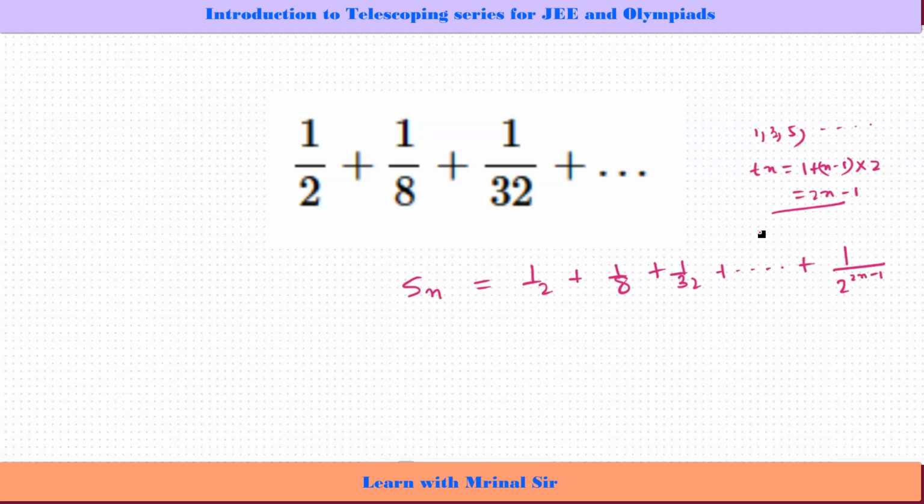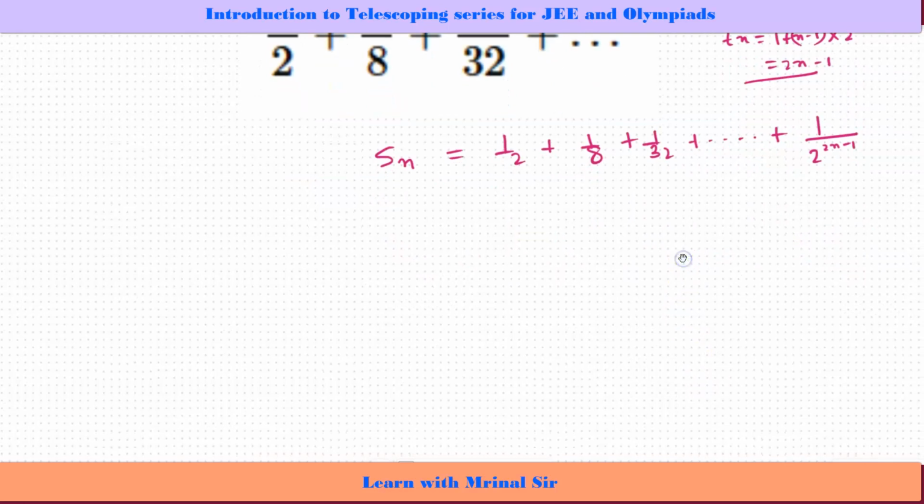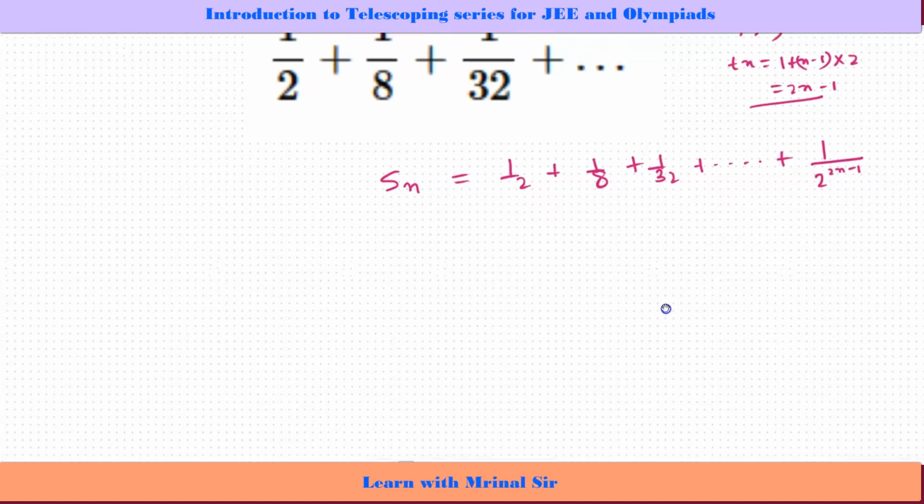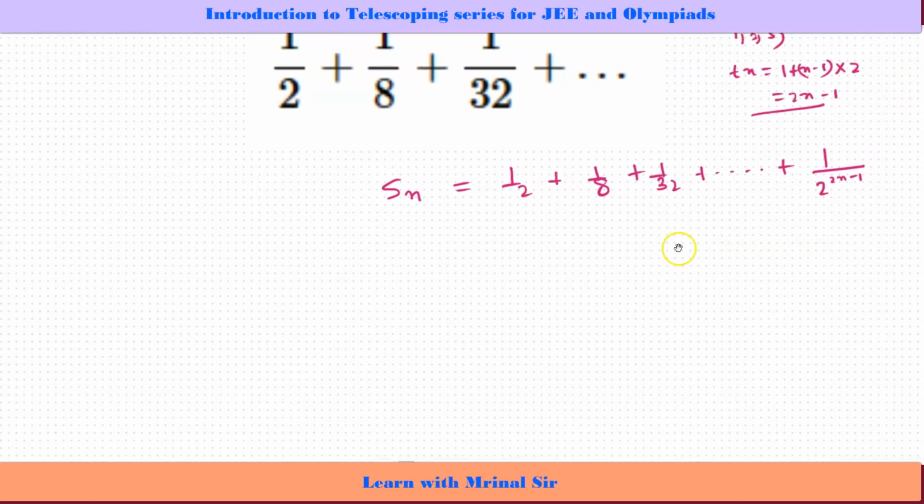Okay. We have to find this sum by using the method of difference. This time what I am doing, the common ratio of this geometric progression is 1 by 4. So multiply both sides by 1 by 4.